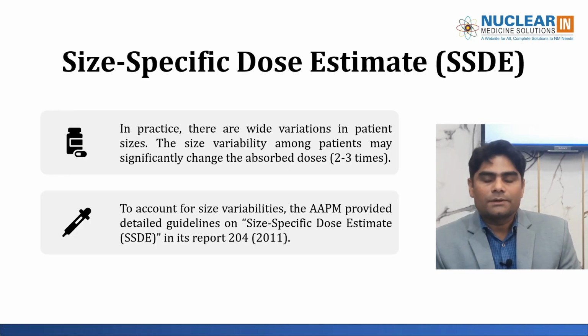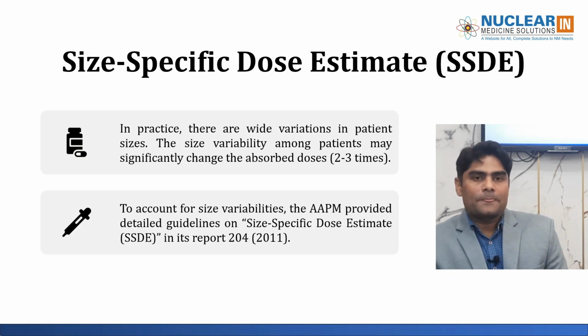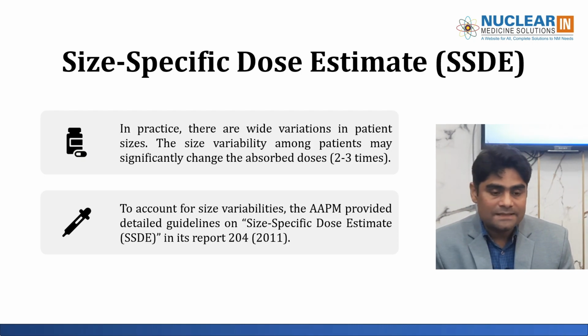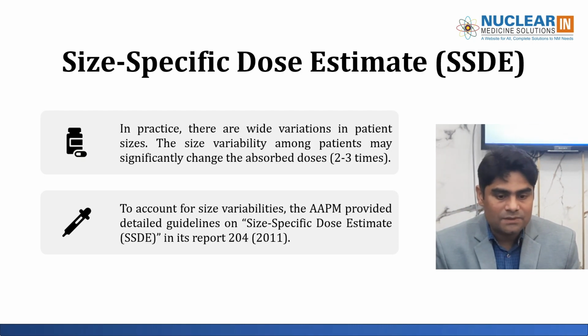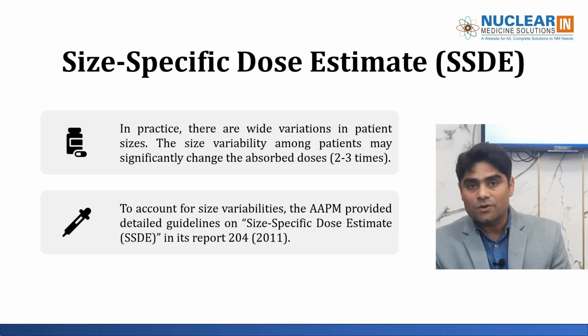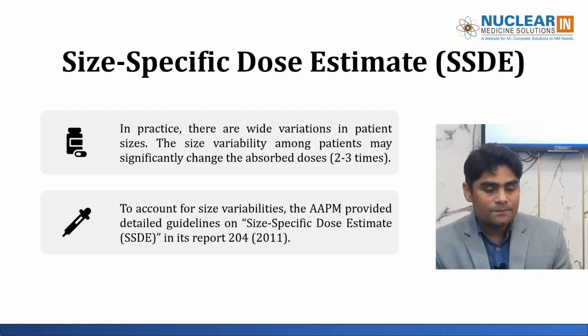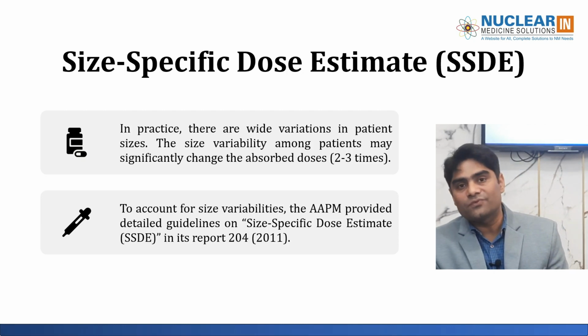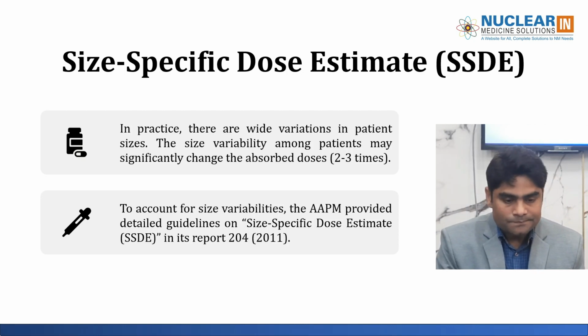When we talk about different sizes of patients, the size matters a lot when we are calculating the dose, and AAPM comes out with solutions for this, the size specific dose estimates, that is the SSDE term they used. In practice they say there are wide variations in patient sizes, and size variability among patients may significantly change the absorbed doses, by around 2 to 3 times. To account for size variability, they have provided detailed guidelines in AAPM report 204, which was published in 2011.